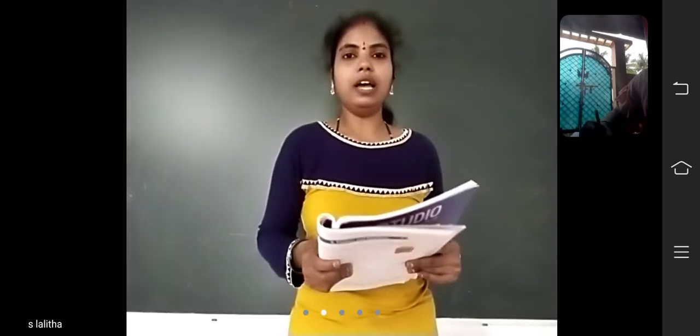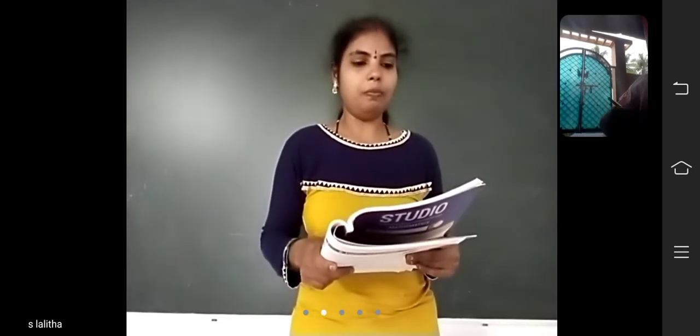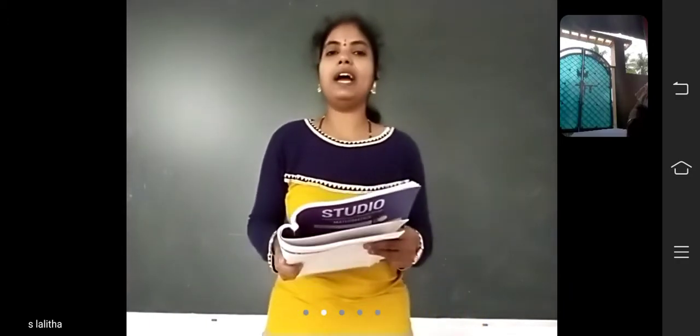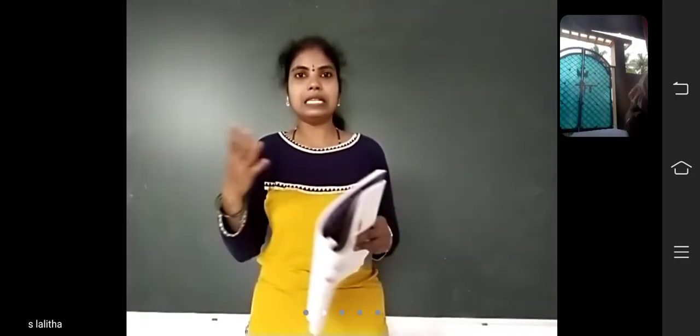So if 45,117 food packets are given for lunch and 37,109 packets are given for dinner, estimate the number of food packets left. Okay, so for lunch, how many packets are given? 45,117, and for dinner 37,109 packets are given. Now what you should do: estimate the number of food packets left.